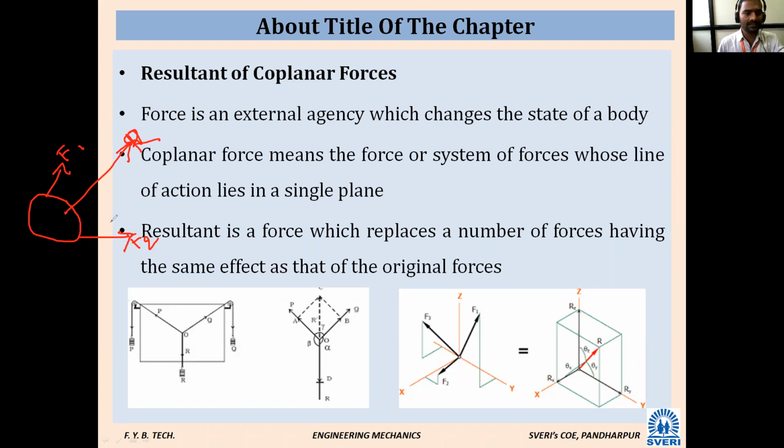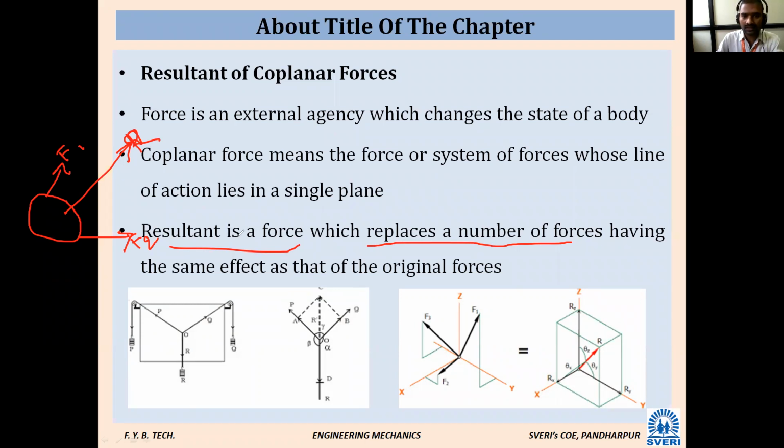So the resultant is nothing but the result of two forces, or more than two also. The resultant is a force which replaces the number of forces. See, F1 and F2: this resultant is a force replacing F1 and F2. The body will not go along F1 and F2 separately; it will move in the resultant direction because the resultant is the effect of F1 and F2.